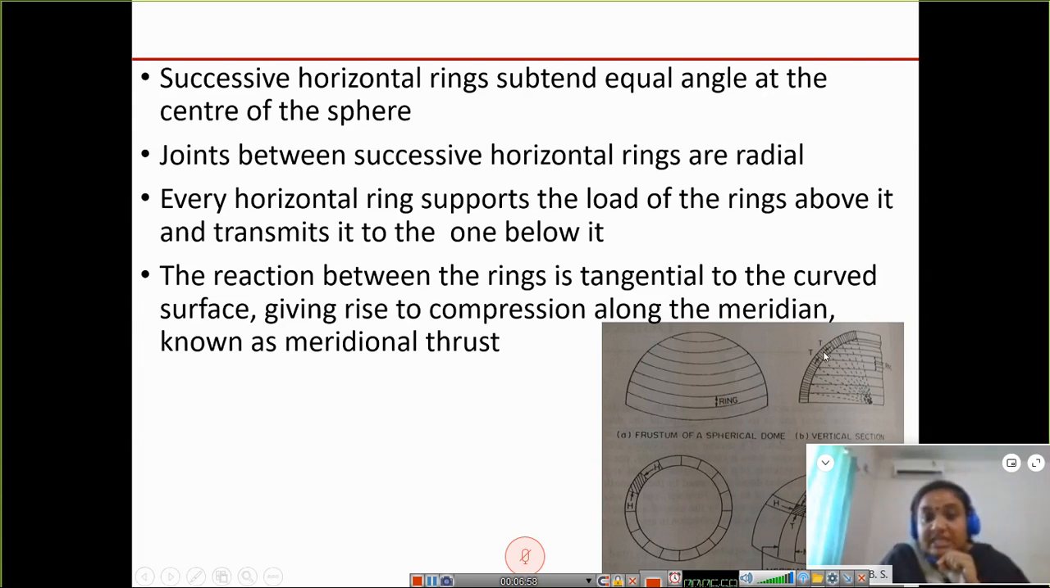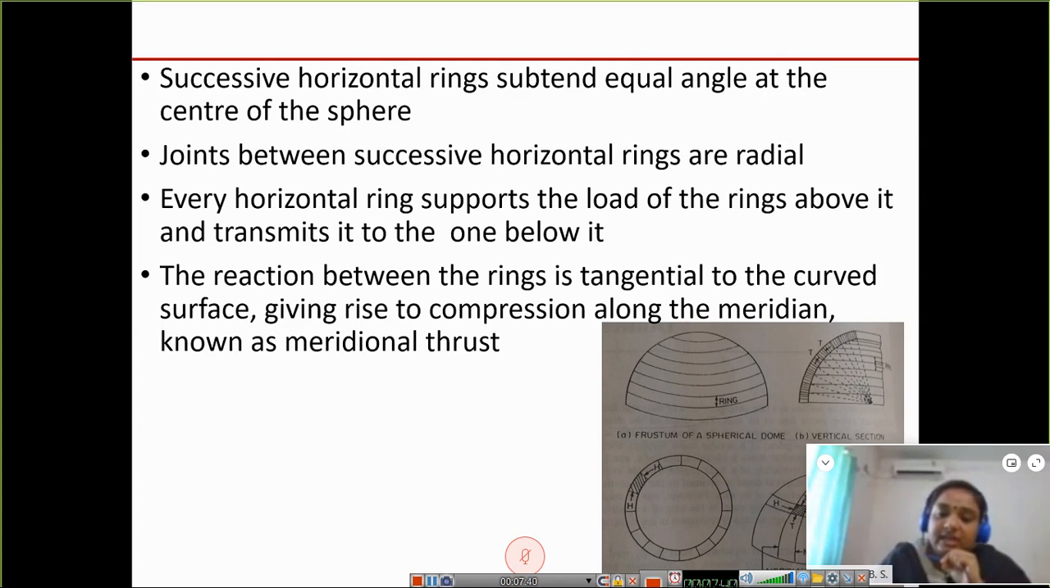Every horizontal ring supports the load of the ring above it and transmits it to the ring below it. This is the horizontal ring, and this carries the load of the one above that. Similarly, this third ring will take care of the first one and second one. So similarly, the load is getting transferred between the rings, and the bottom will take the weight of all the other rings above that. Now, the reaction between the rings is tangential to the curved surface.